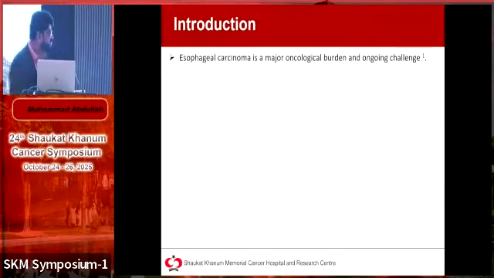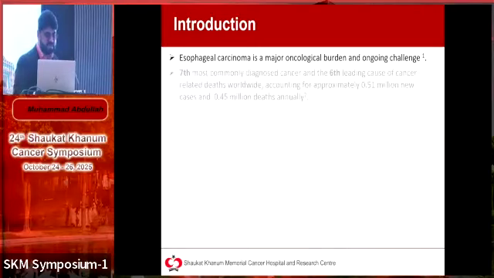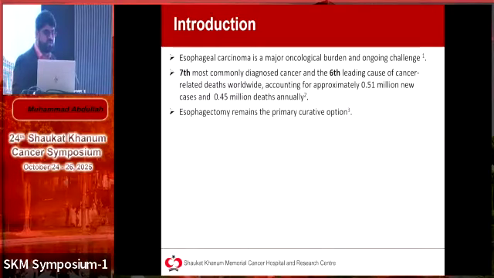In the introduction, esophageal carcinoma is a main burden in oncology. It is the seventh most diagnosed cancer and the sixth leading cause of cancer death worldwide. Looking at the data, there are 0.51 million new cases annually and about 0.45 million deaths annually due to esophageal carcinoma. Esophagectomy is the main treatment of esophageal cancer.